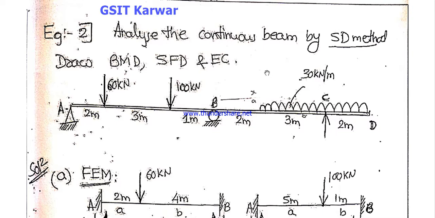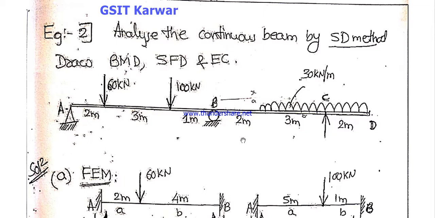Let us consider this, the second problem, or write down example 2. The problem is given like this: analyze the continuous beam by slope deflection method, draw bending moment diagram, shear force diagram and elastic curve. And the line diagram sketch is given here. You can observe the given figure.